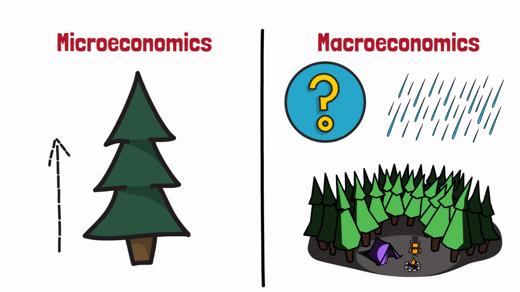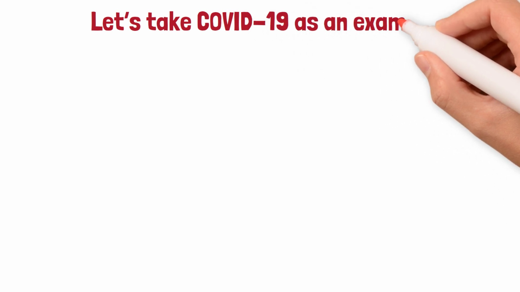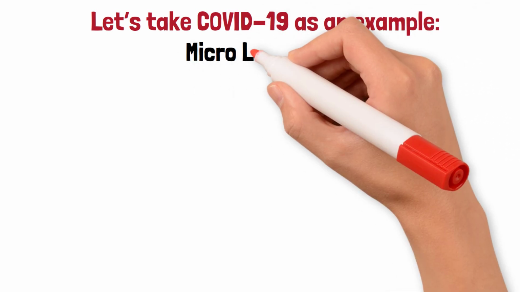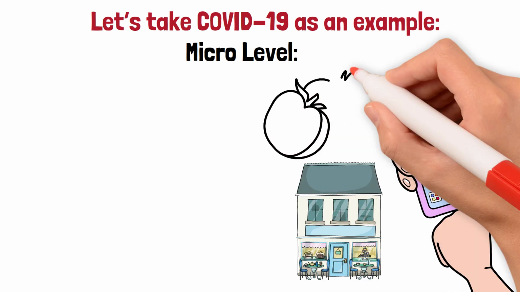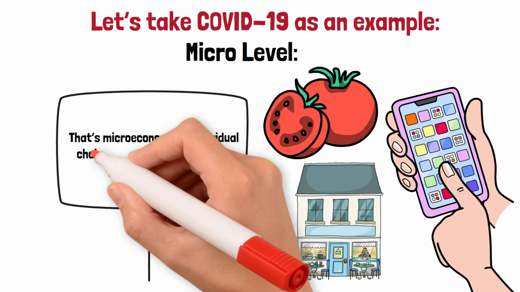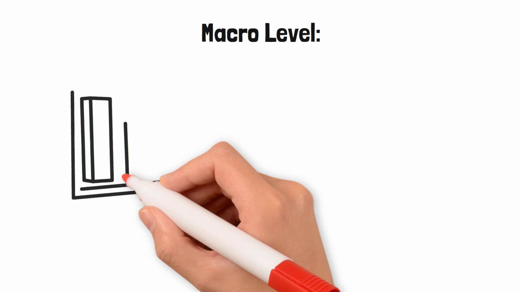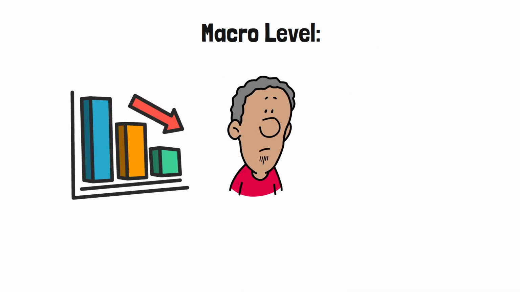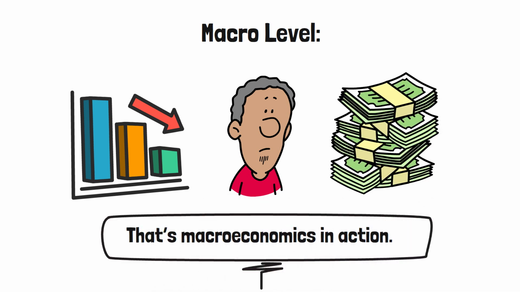Real-world example. Let's take COVID-19 as an example. Micro level, a restaurant shuts down, a delivery app changes pricing, or a supplier can't get tomatoes. That's microeconomics, individual choices and markets reacting. Macro level, the national GDP falls, unemployment rises, and the government rolls out trillion-dollar stimulus packages. That's macroeconomics in action.